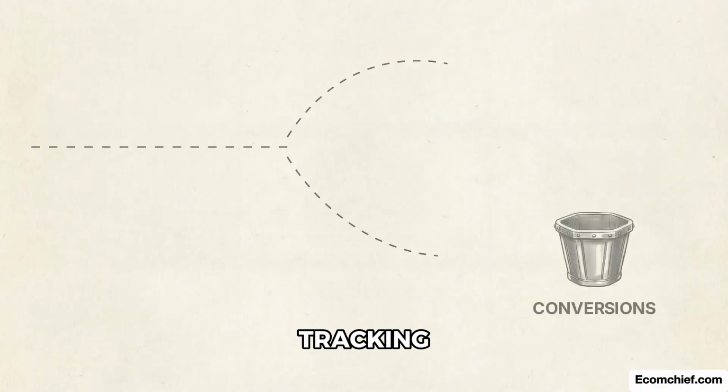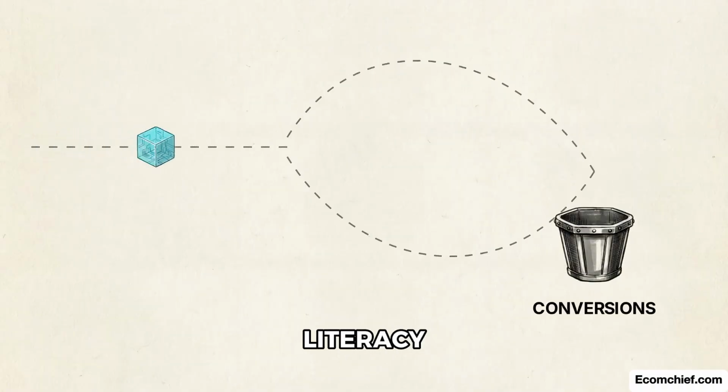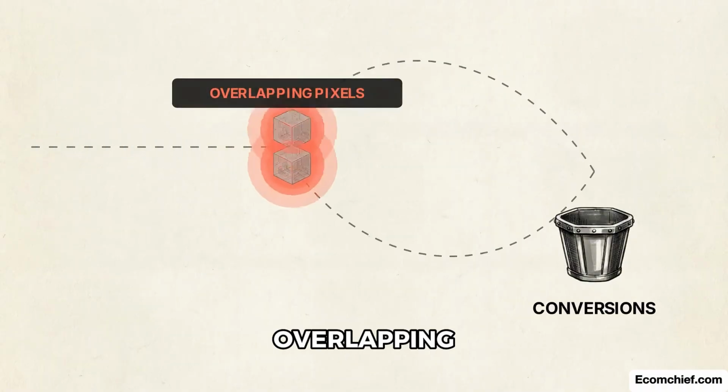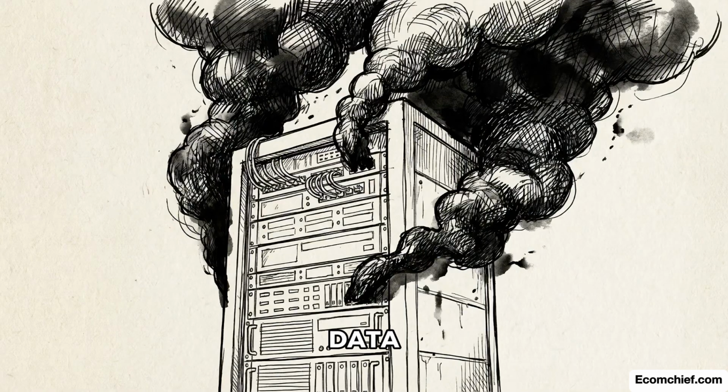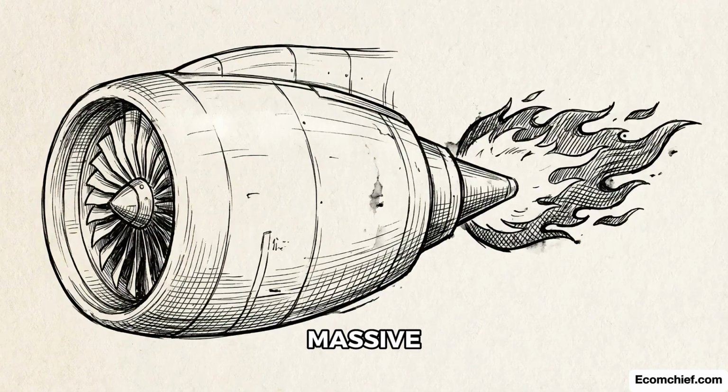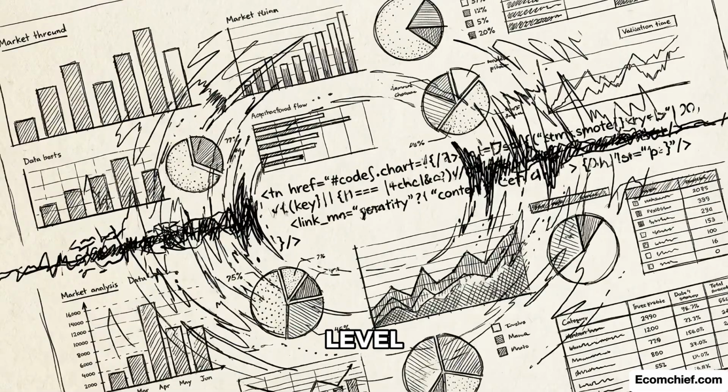But advanced tracking demands high technical literacy. If you incorrectly configure overlapping pixels, you will double count conversions, feeding corrupt data back to the algorithms and ruining the entire ad account. Phase 3 apps are the engines of massive scale, but they introduce a level of technical fragility that can easily cripple a business if deployed by an amateur.